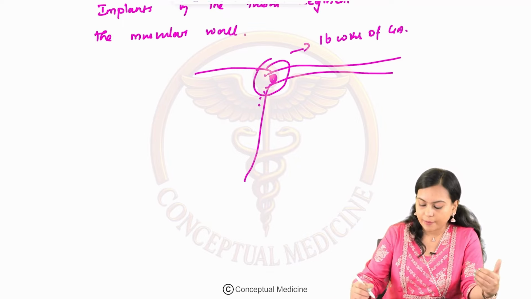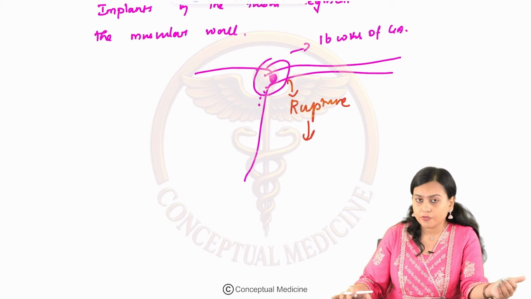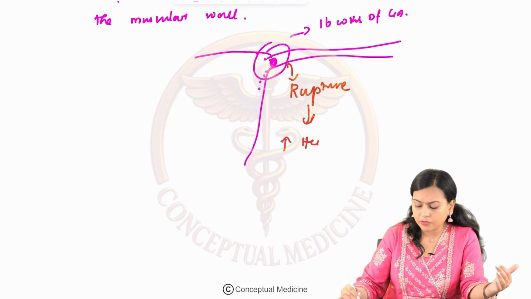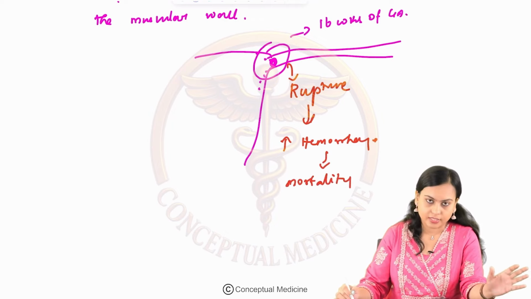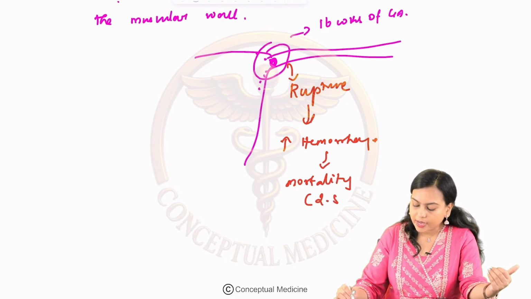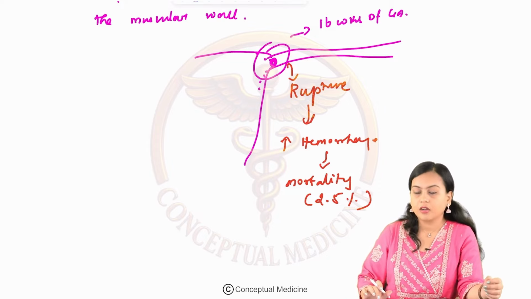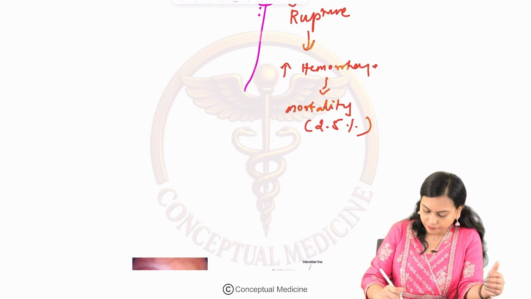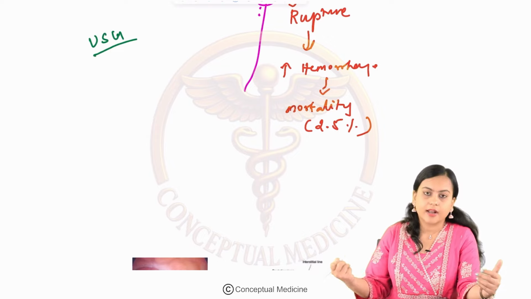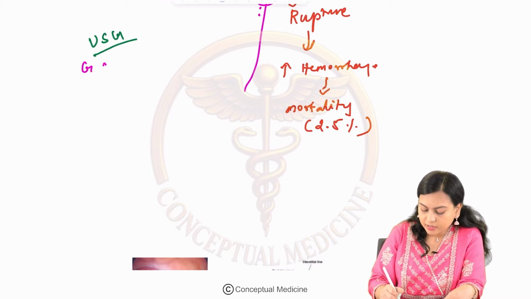Most of the time there will be a rupture, and this rupture can be catastrophic sometimes, with an increased amount of hemorrhage and bleeding. Sometimes this kind of rupture can even end up in mortality, and the mortality rate can be as high as 2.5%. So that is the importance of interstitial ectopic. And if we specifically see the ultrasound findings of interstitial ectopic, you can see a G-sac that is separated from the endometrium.